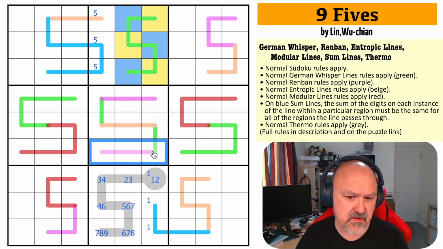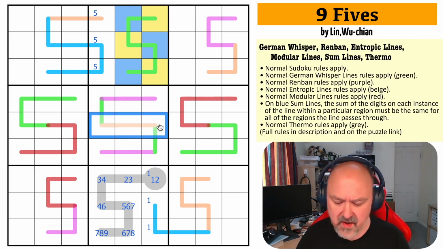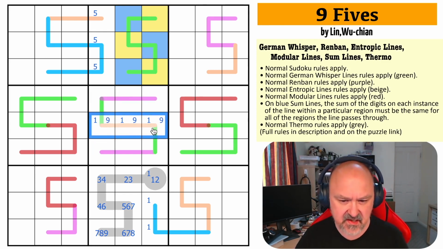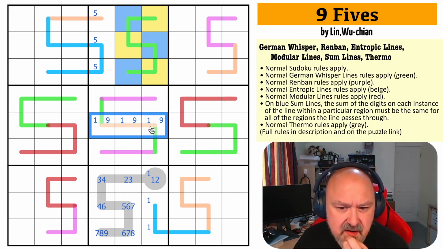If I put a 1 on this Renban, it's forced to be 1, 2, 3. So 1 has to be in here. And if I put 9 on the Renban, it's forced to be 9, 8, 7. So the 9 has to be in here. So the question now becomes 4, 5, and 6.